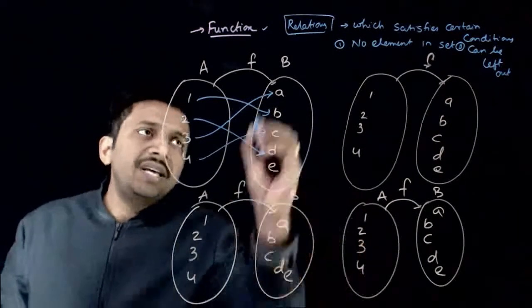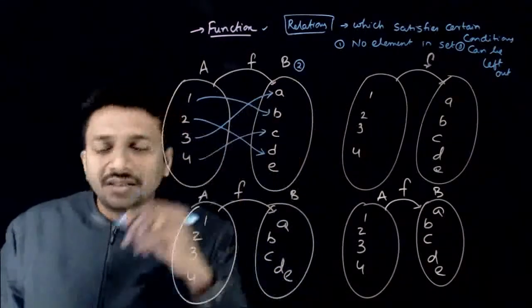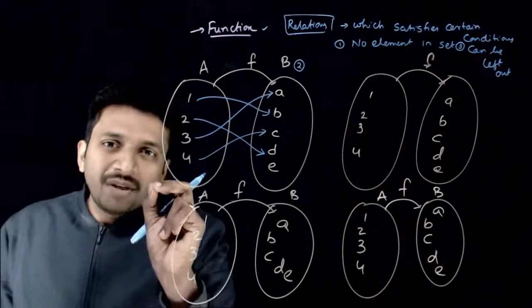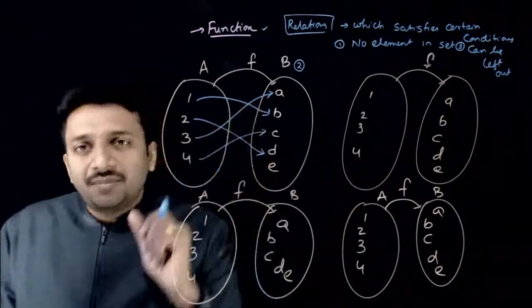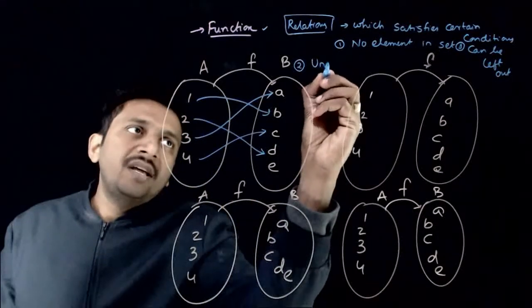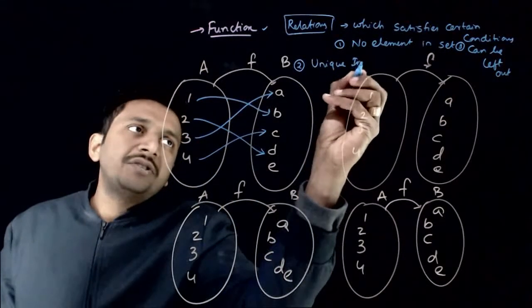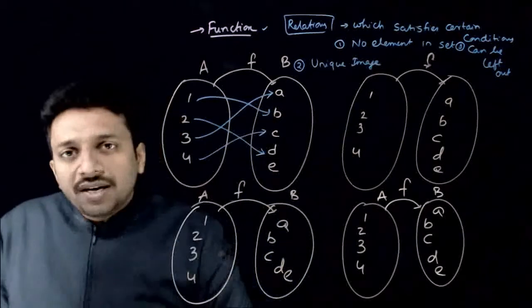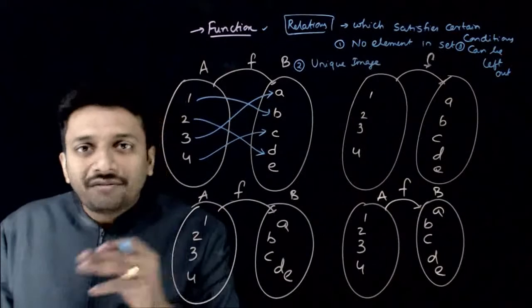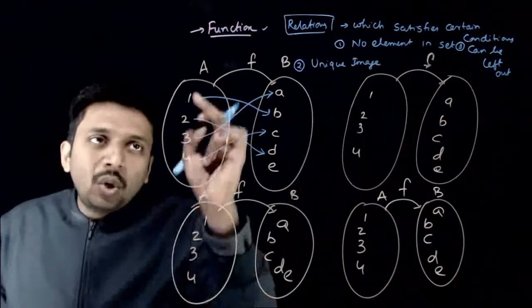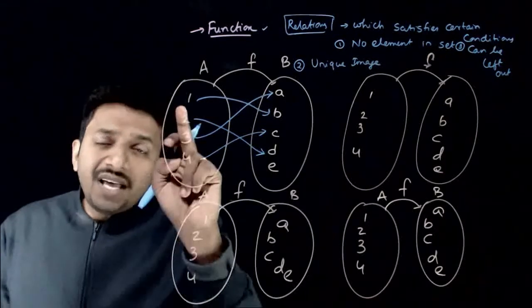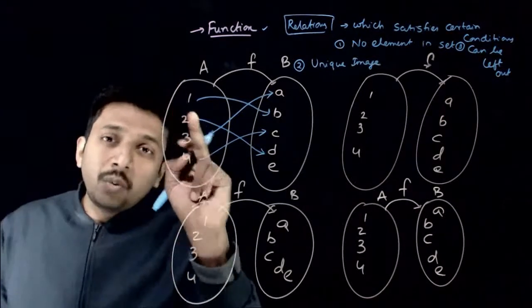And the second condition is that every element of set A should be mapped with one and only one element in set B. That is, every element in set A has to have a unique image. So these are the two conditions. If satisfied by a relation, it can be called a function. So what is the first condition? No element in set A can be left out, and every element in set A should have only one image in set B.